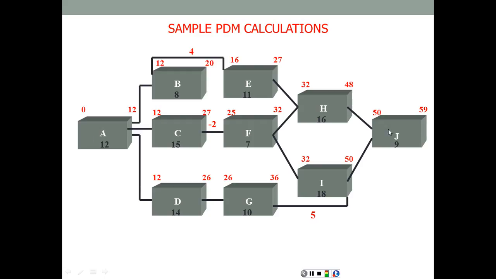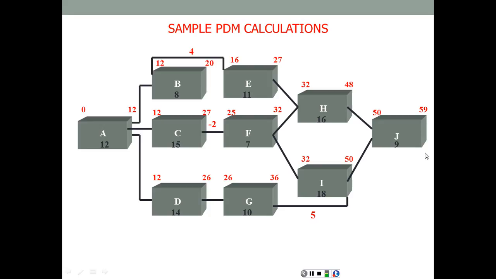Again, what did we do in the forward pass? We moved from left to right, adding the durations, adding the lags, and adding the overlaps, basically plus -2. If you notice what I said here, plus -2, which is the same as -2. So we just keep moving from left to right, adding the durations and the lags and the overlaps until we reach the end of the network, and that gives the early finish of the network.